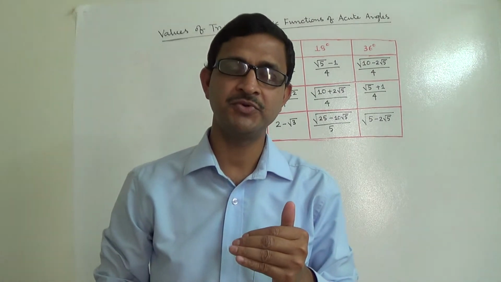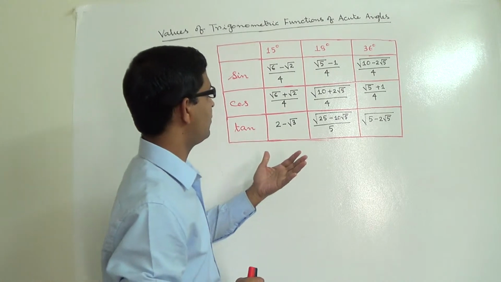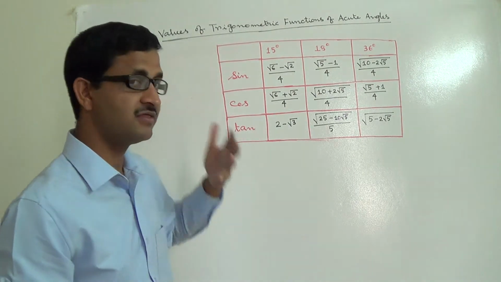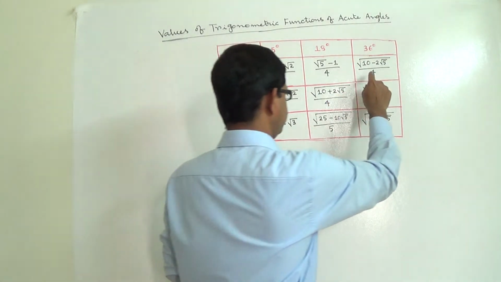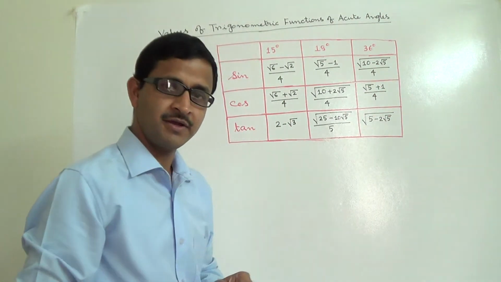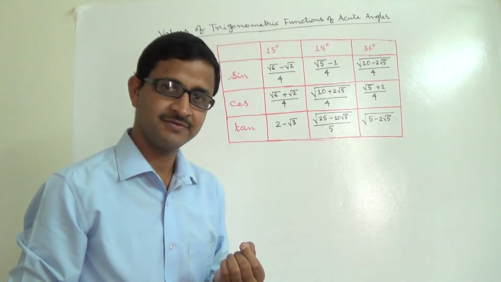The moment you know these values, you can compute the value of any of these sine, cos or tan, for example 72 degree. How? Because you know the values of 36 degree. Now 72 is nothing but 2 into 36.